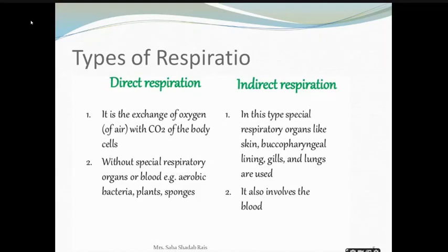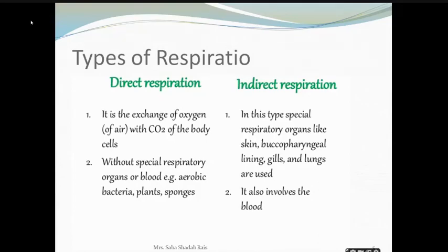Diffusion means the movement of molecules from one side to the other side, from the higher concentration to the lower concentration. Wherever the concentration of the molecule becomes higher will become the source, and it will diffuse, or go, to the lower concentration. Suppose, for example, one particular cell has a higher concentration of oxygen, so oxygen will move out.